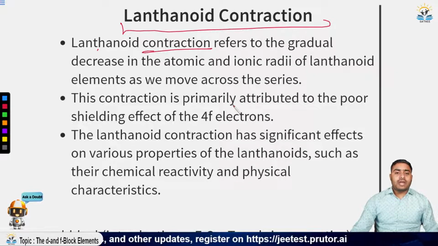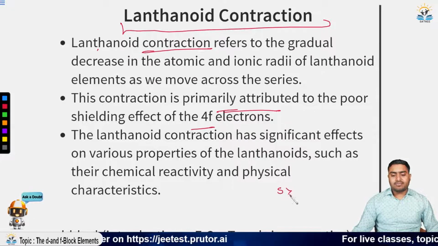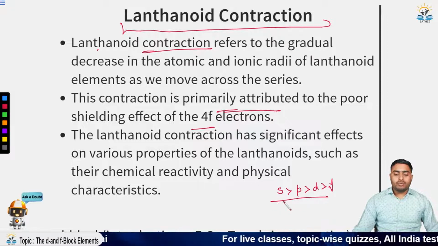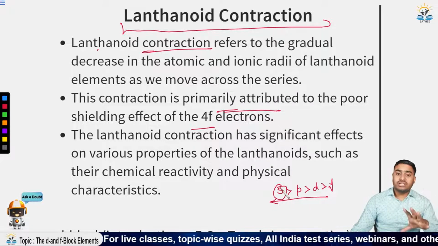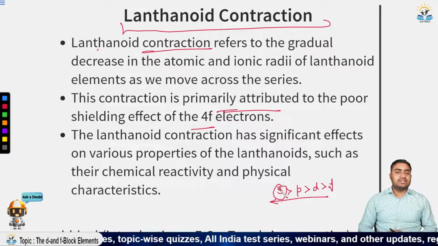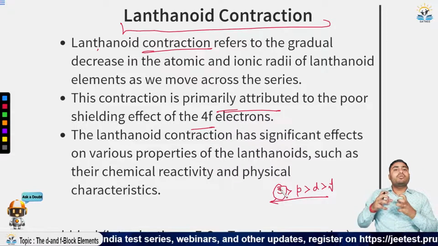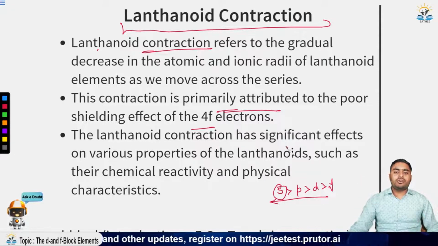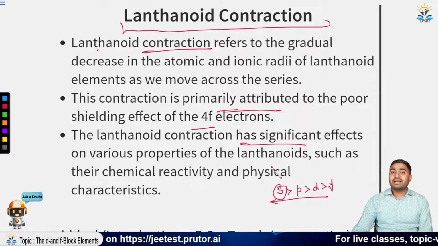This contraction is primarily attributed to the poor shielding effect. First of all, you know very well s, p, d and f, this is the shielding effect order. So f will show poor shielding effect and s will show strong shielding effect. If there is poor shielding effect, Z effective will be more. If Z effective is more, attraction will be more. If attraction is more, size will definitely decrease. So the lanthanoid contraction has significant effects on various properties of the lanthanoids, such as their chemical reactivity and their physical characteristics.